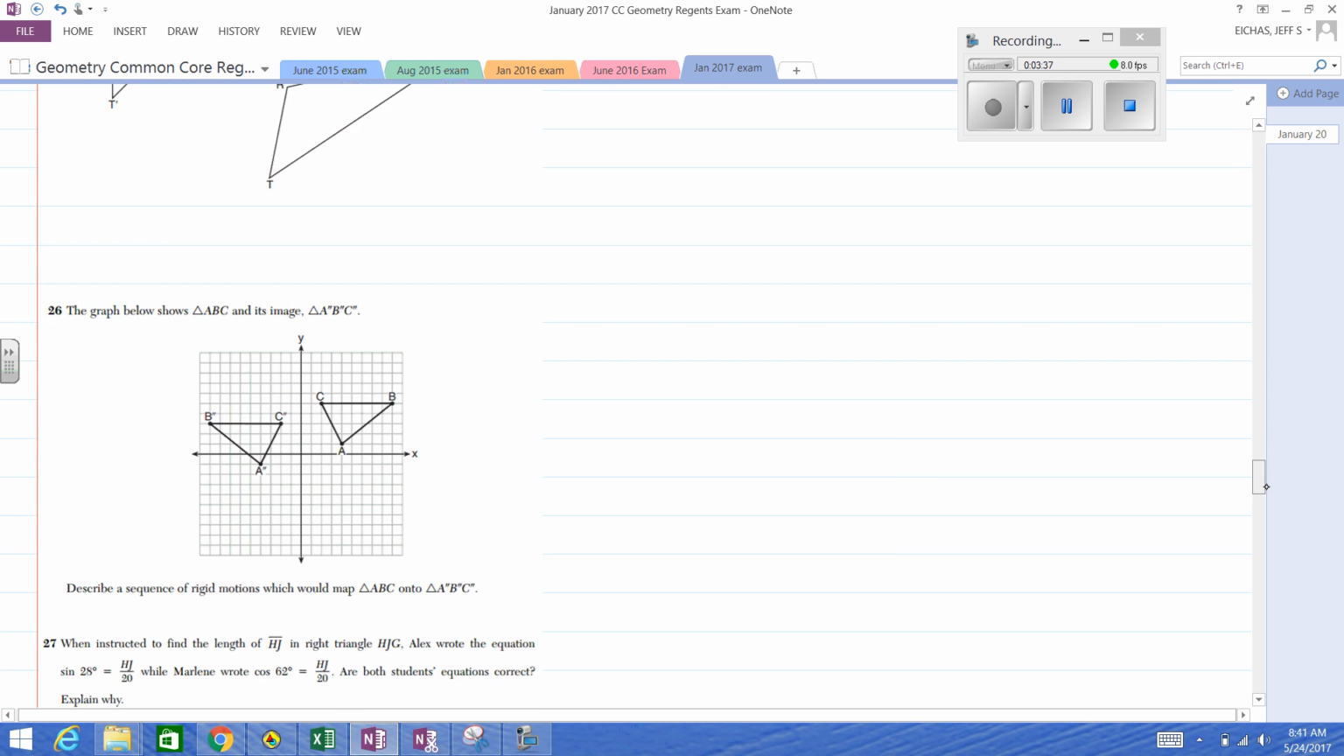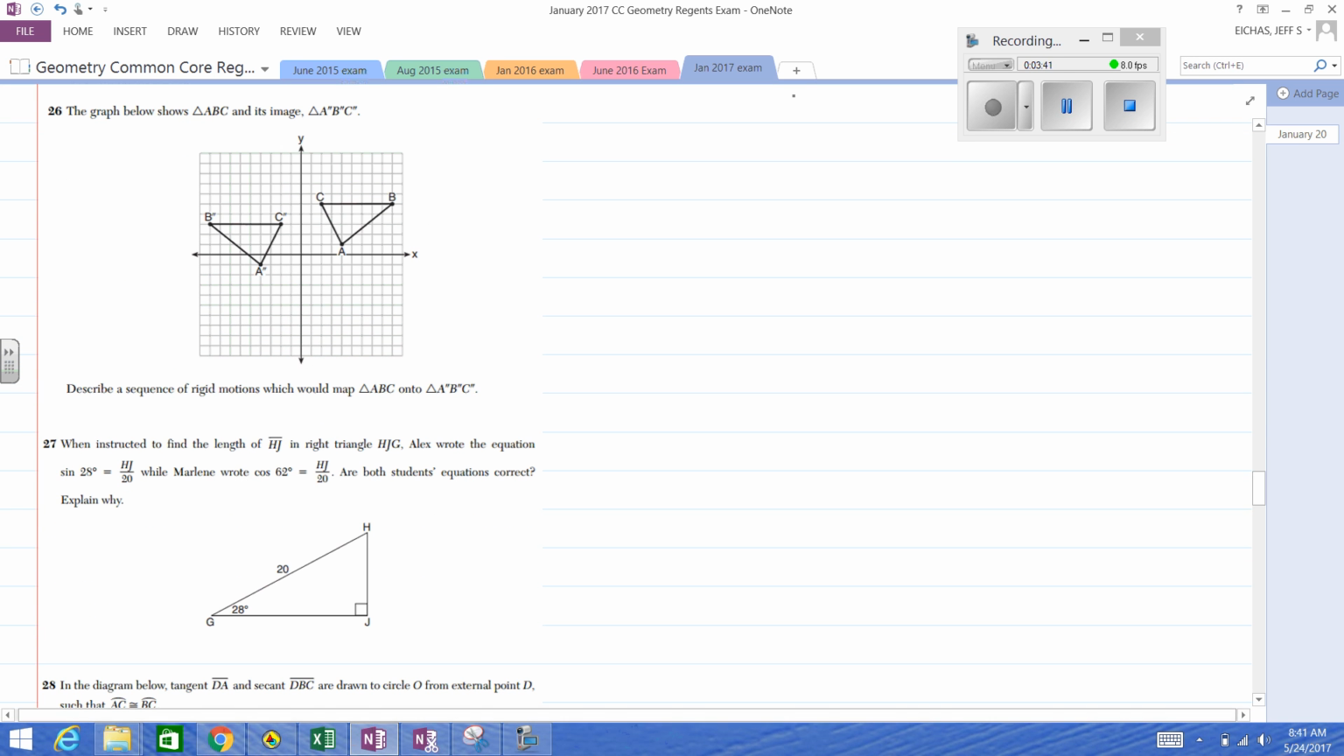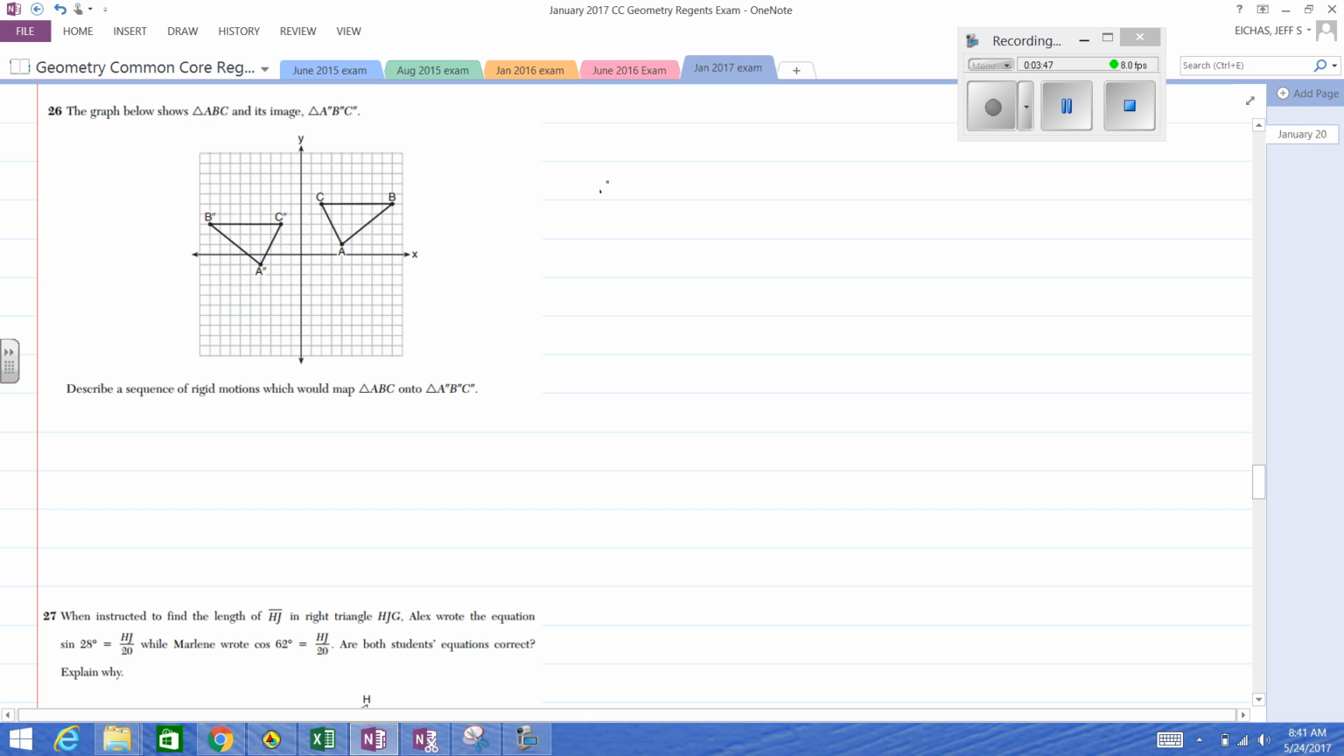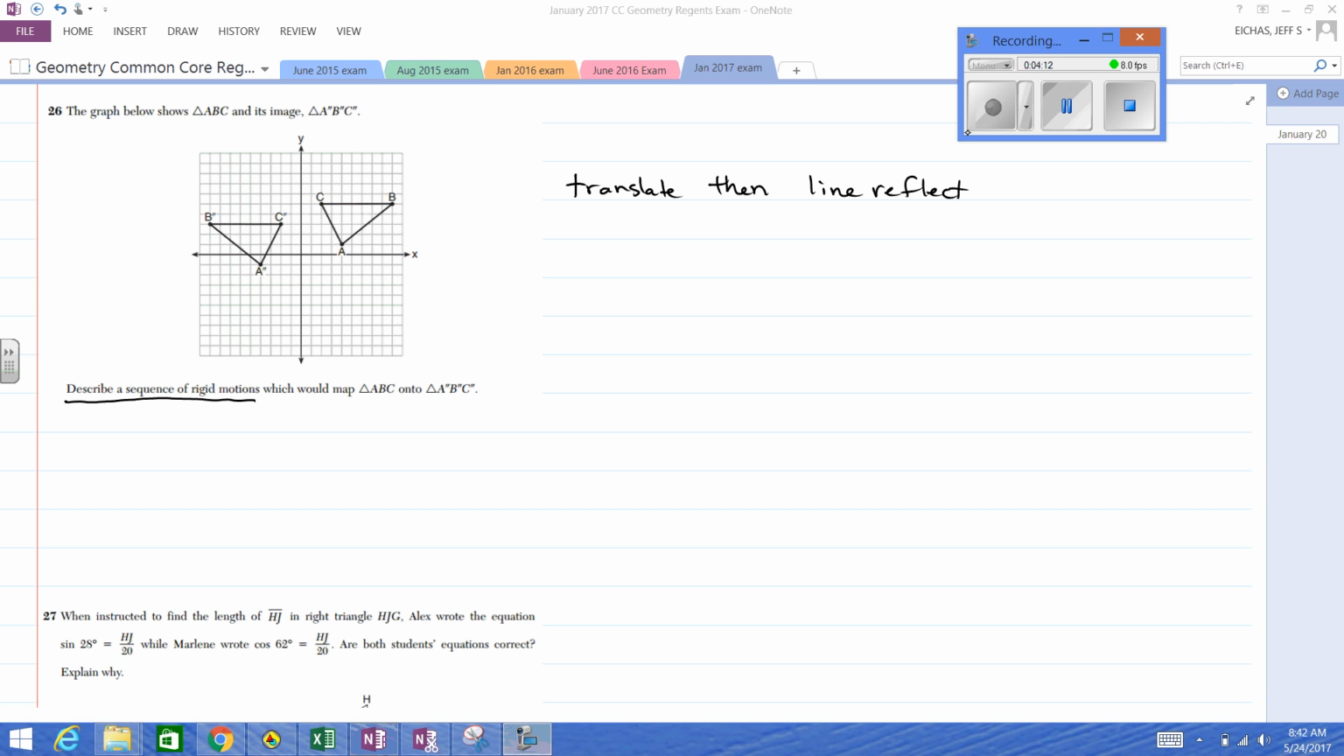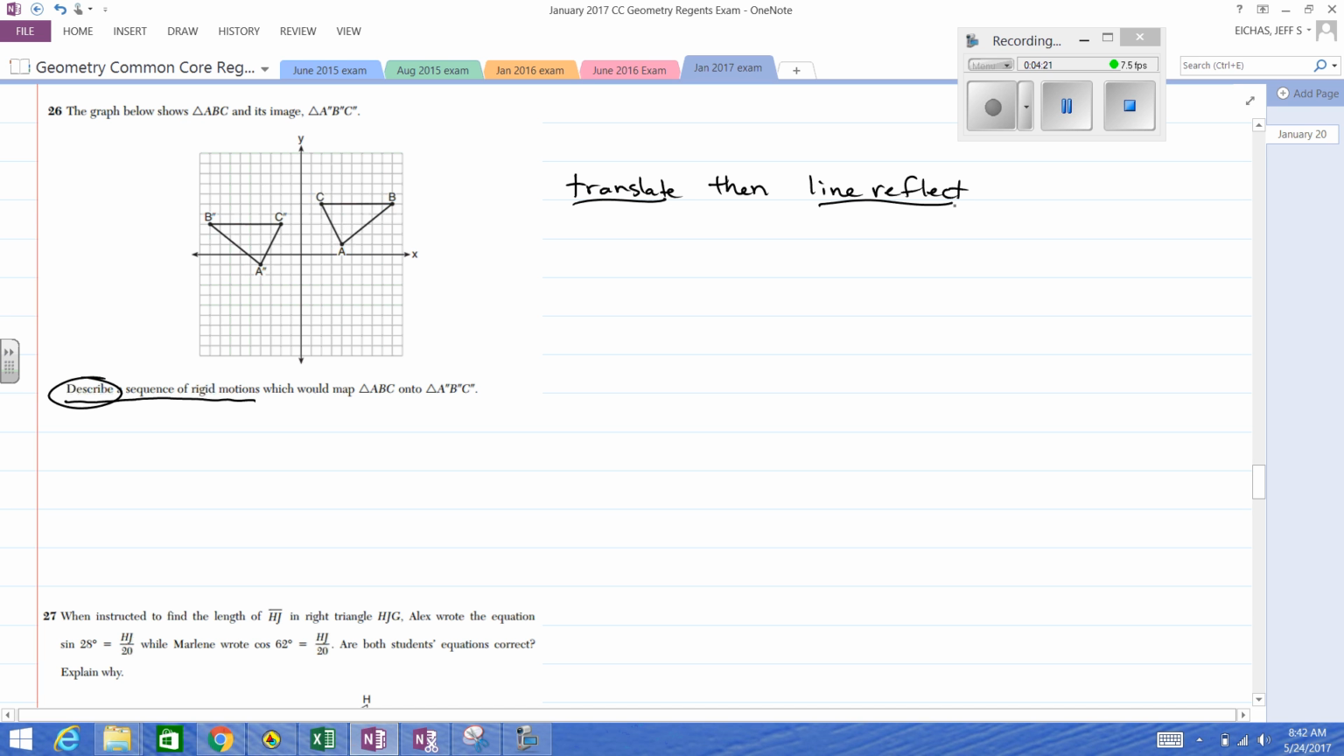All right. Moving on. For this one, again, we've seen this before where we describe the sequence. Don't just say that you're going to translate, then line reflect, or something like that. When it says describe, let's add some specifics. What exactly is the translation vector? What exactly is the line of reflection?